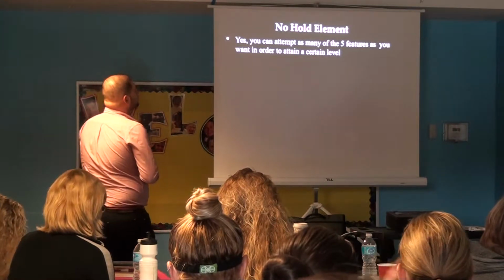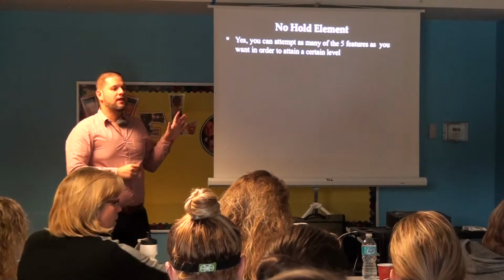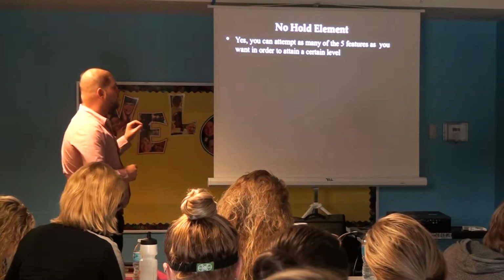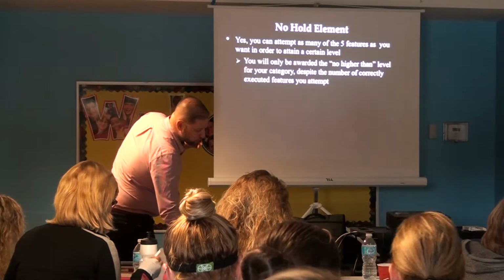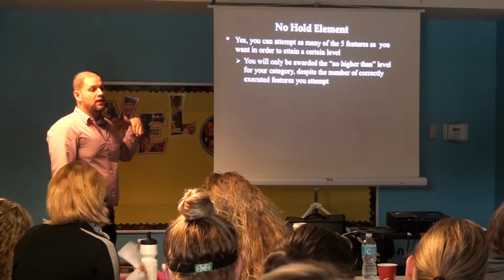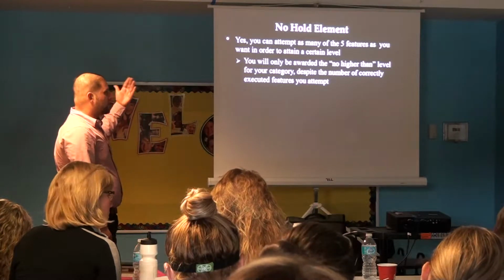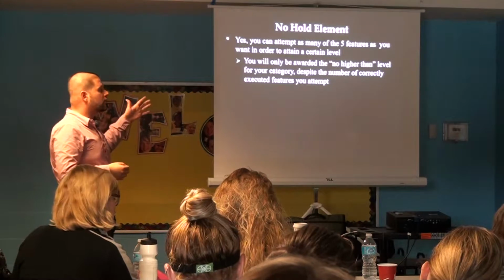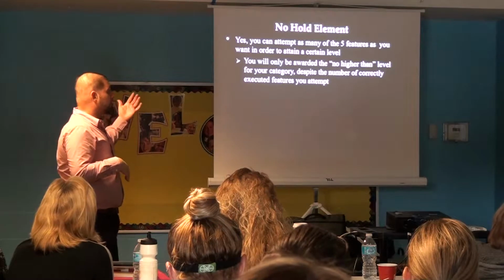This question came up last year from an Adult 2 coach. You can attempt as many of the 5 features that you want in order to attain your element level that you're trying to go for. So if you're only allowed to go up to no-hold element 2, you only need to have 2 features in order to be awarded that element level. You can attempt all 5 of them until you get 2. However, you're not going to get a higher call than what the category is limited to. Despite the number of correct features you do, if you do all 5 of them correct, you're still only going to get element number 2. If you're trying 5 to get 2, you're still only going to get 2.